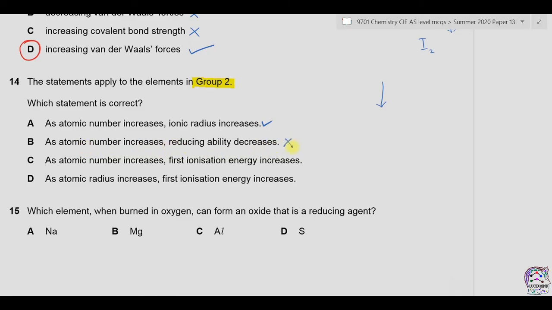No, this is wrong, because reducing ability increases because elements can easily lose electrons down in group 2. As atomic number increases, first ionization energy increases. Now as the atomic size increases, the first ionization energy actually decreases because the attraction between the outermost electron and the nucleus becomes less. D says as atomic radius increases, first ionization energy increases. So this is also wrong. So the only correct option is A.